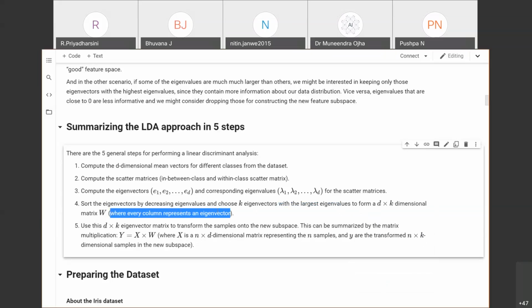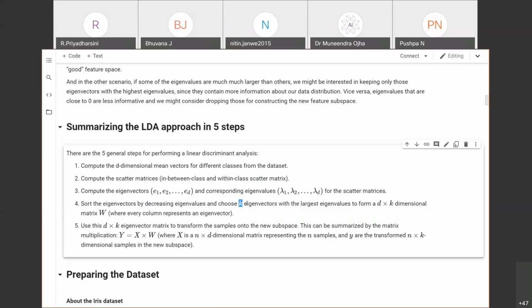However, in principal component analysis, we were finding eigenvectors and eigenvalues of what? Of the covariance matrix. However, over here, we are calculating two scatter matrices: the between class scatter matrix and the within class scatter matrix. And then we are finding the eigenvectors and eigenvalues of these two matrices. Then we are sorting the eigenvectors in decreasing order of eigenvalues and choosing the first k. What will be the number k? That again we have seen how to find out.